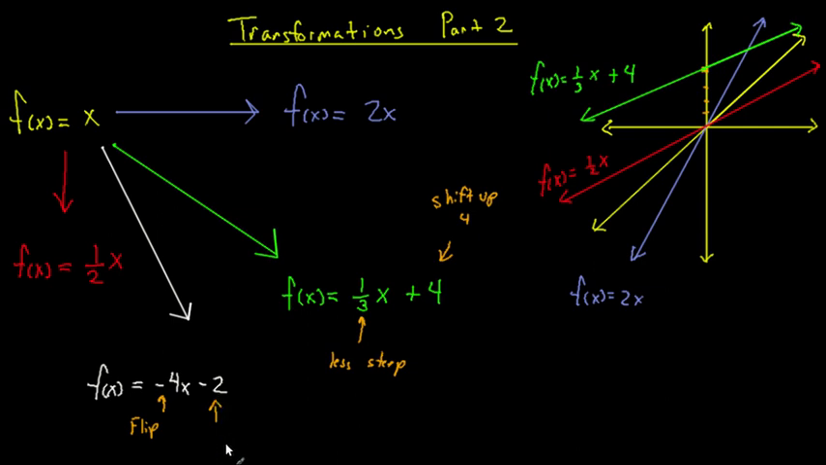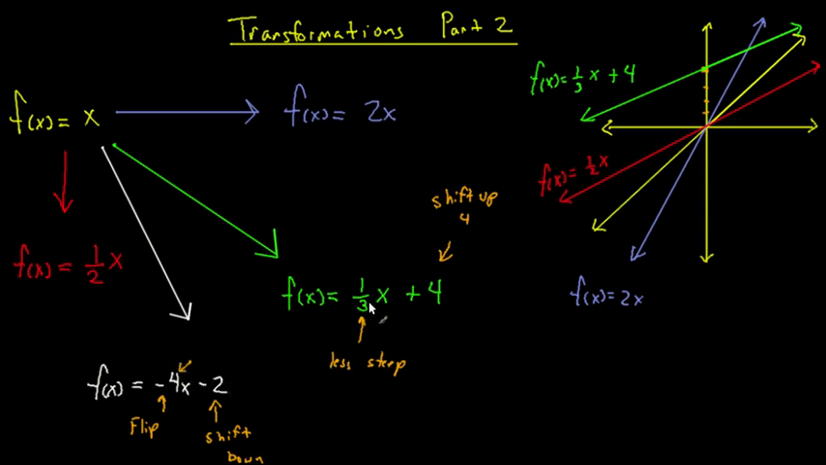And then we have this one. So we have this negative 2, and if you'll remember, the positive 4 in this example shifted us up. Well, that means if positive shifts us up, then negative will shift us down. Okay, so we have flip, shift down. Oh, and I forgot about this 4. What does this 4 do?